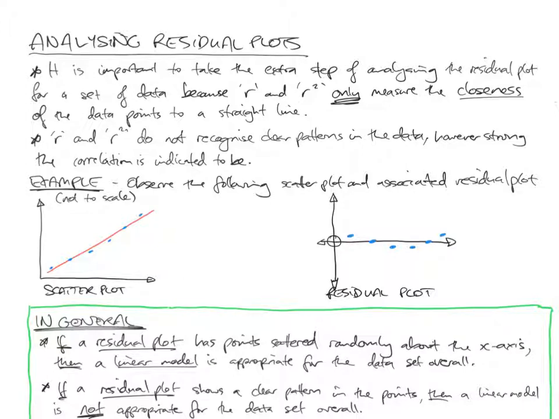So, for example, if you looked at the following scatter plot and associated residual plot, you've got this. This isn't to scale, I obviously don't have any numbers here, but let's pretend that you had a scatter plot and your data points were these blue dots here. If you were to fit a least squares regression line to it, it would probably develop something like that.